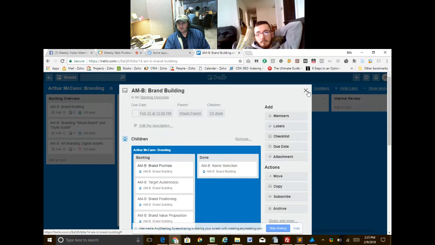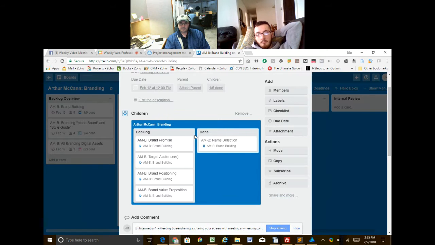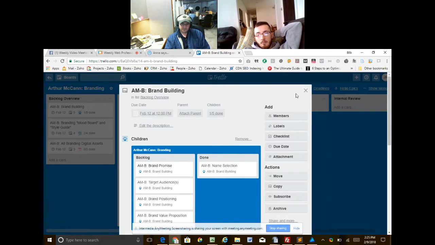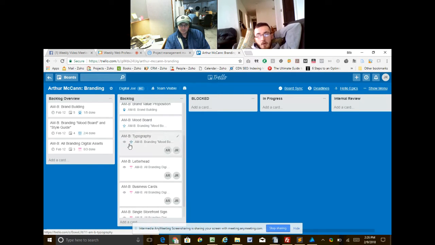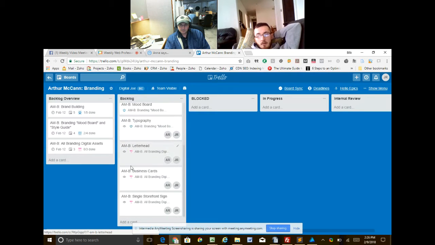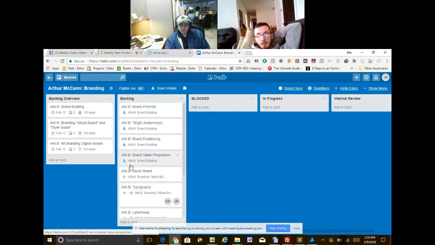Yes. On your children cards, let's say in your regular backlog, does it flag those from the individual card view as being part of a particular epic? Yeah. See, they each have a symbol associated with these. Gotcha. So these two are with mood board and style guide. These two are with branding digital assets. So what you could do is almost use that. It's not the intended use case, but you could almost use that to set up sprints as well.